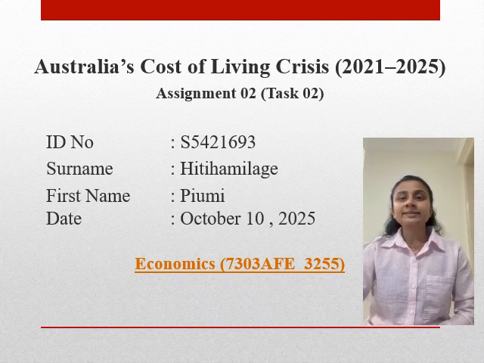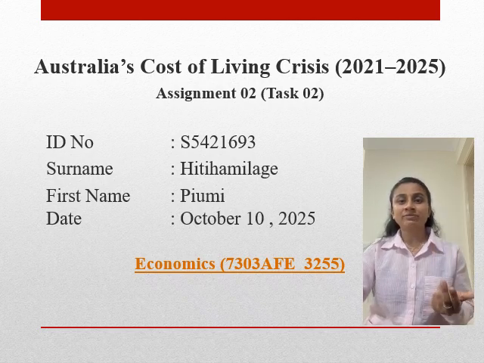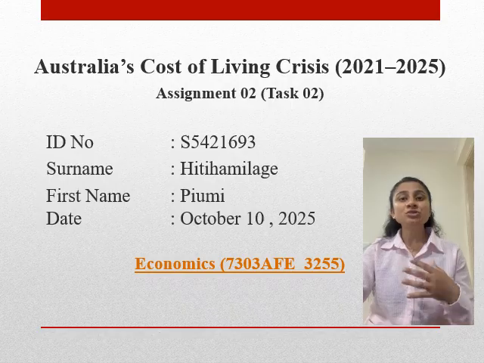Hello again. In the second part of my presentation, I will analyze Australia's cost of living crisis from 2021 to 2025. This issue provides an opportunity to apply key macroeconomic concepts including GDP growth, inflation, unemployment, inequality, and the fiscal and monetary policy responses used to manage them.